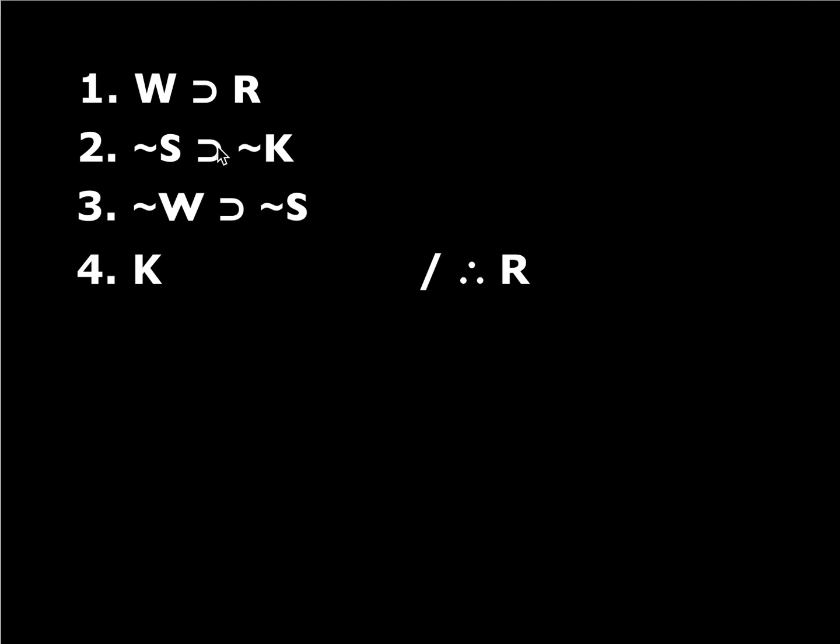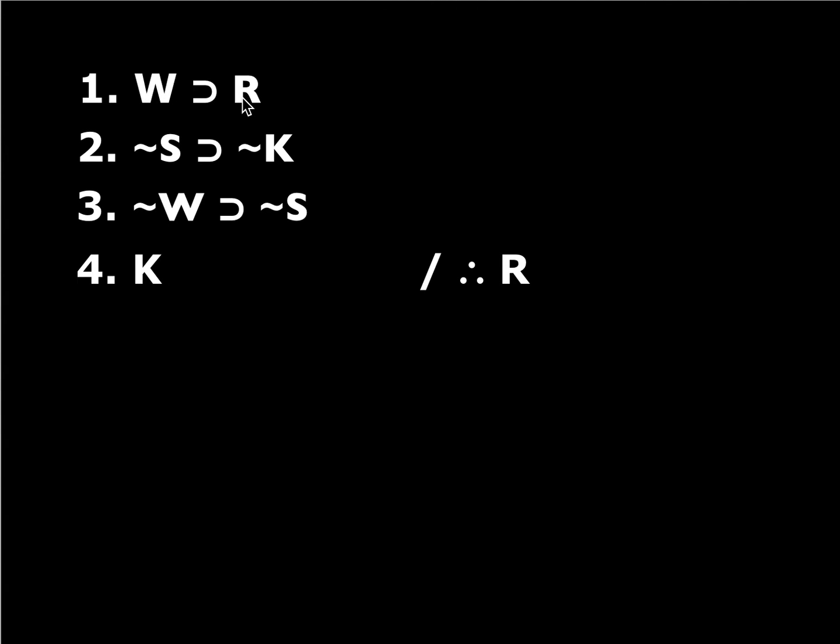Well, disjunctive syllogism, we need a disjunction, and we don't have any disjunctions, so we can't use disjunctive syllogism. We have 2 rules that can use conditionals, right? We have modus ponens and modus tollens. Can we use any of them? Well, first let's look for modus ponens.